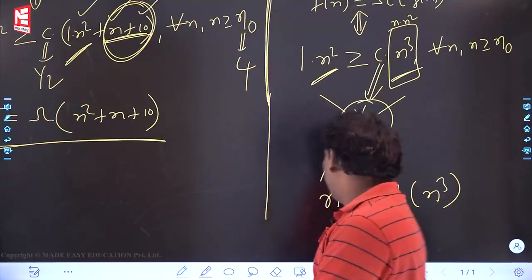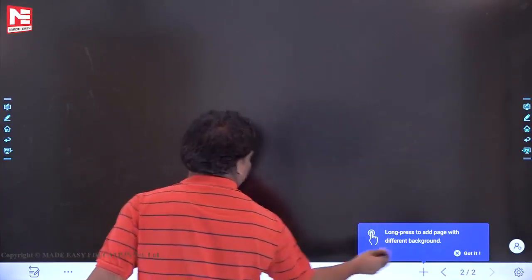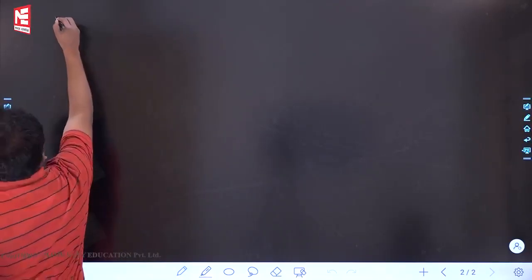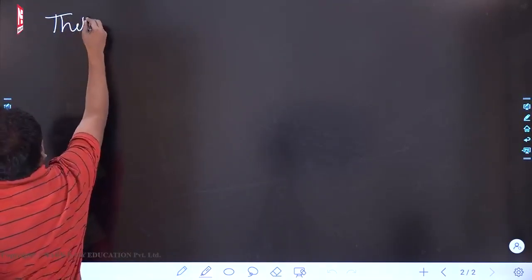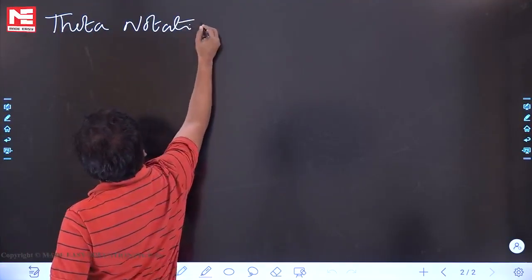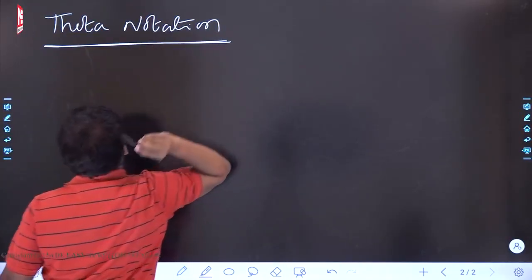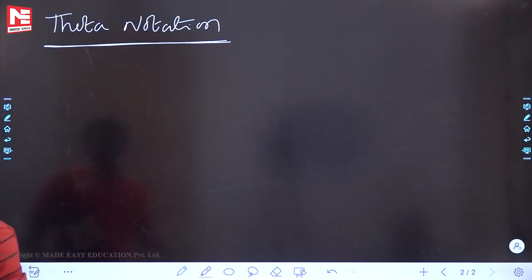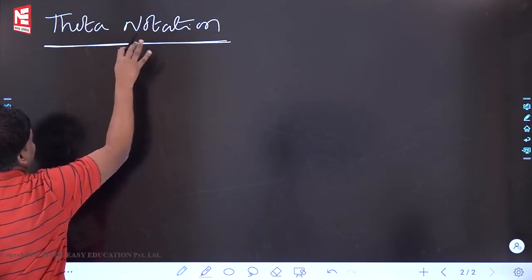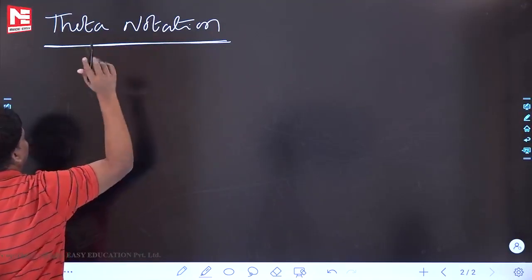Let's go to the theta notation. Let's see this one, theta notation, very simple. Make sure that if you know big O and omega, theta is nothing there. If you know big O, you know omega. If you know both the things, theta is really nothing. So let's see this one.